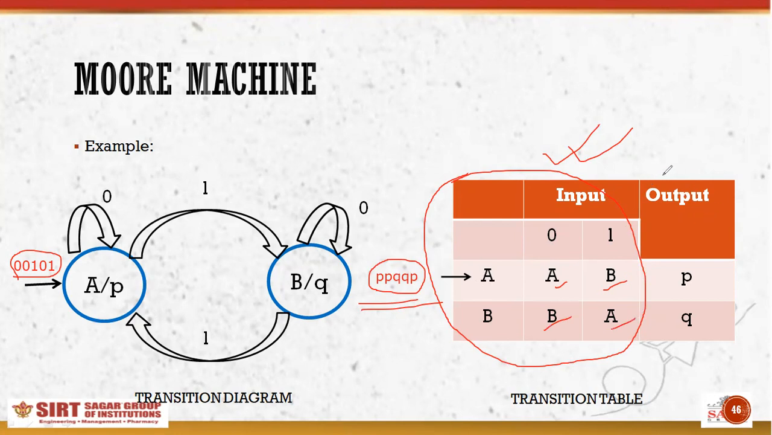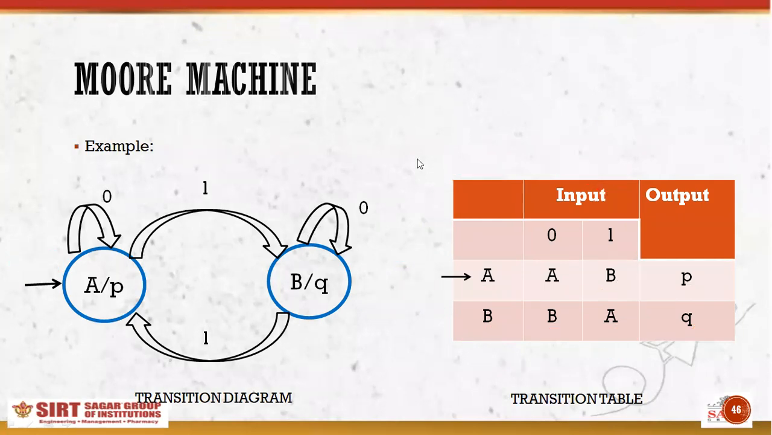I will include an additional column here for output, and will write the output of capital A in front of it, and will write the output of state B in front of it. So this is the way by which we can draw out the Moore machine and draw out its transition table.